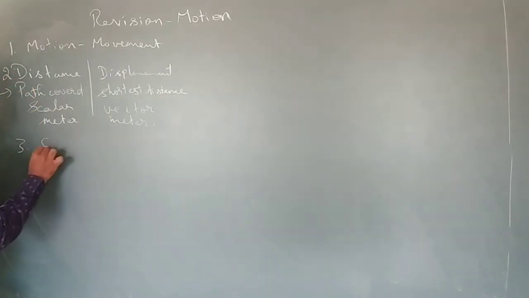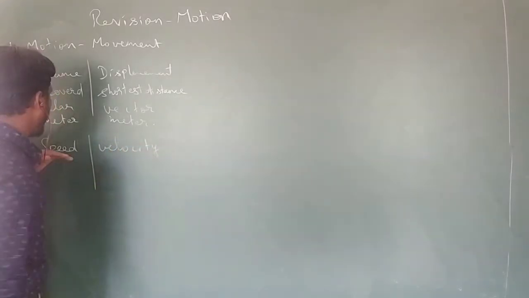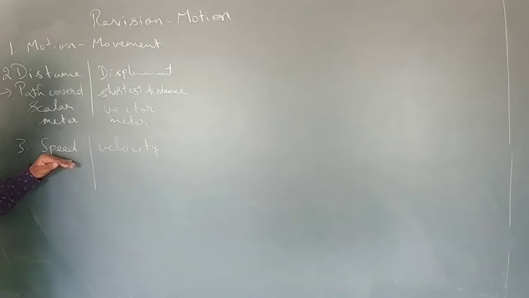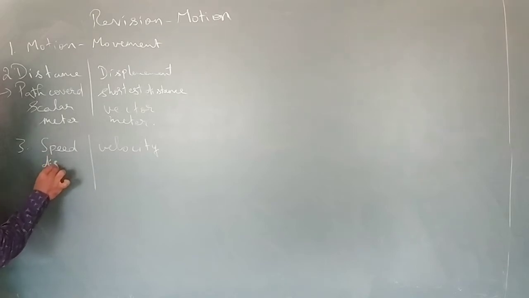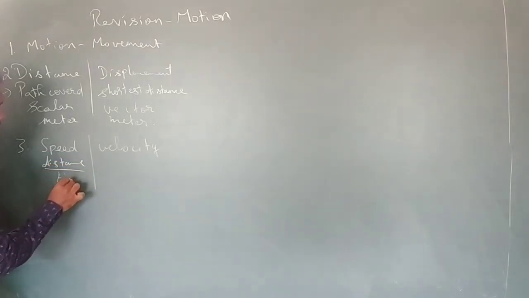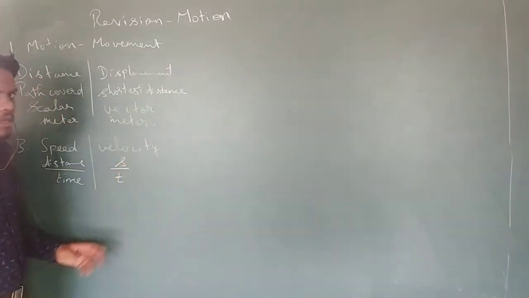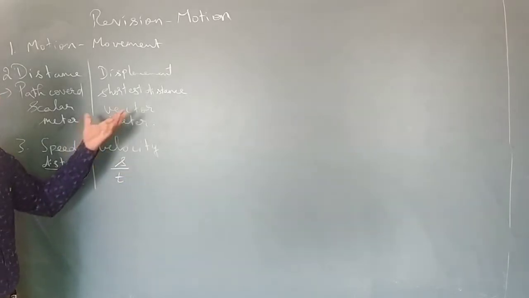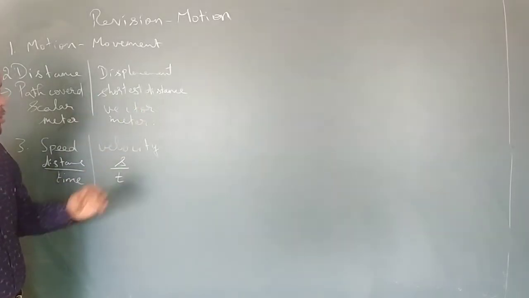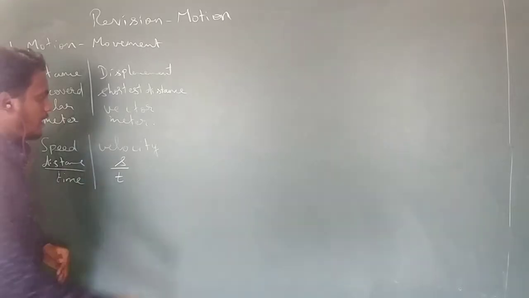Next thing is speed and velocity. What is speed? What is velocity? Speed is the rate at which a particular distance is covered: distance by time. Velocity is displacement by time. Displacement is represented by the small letter s, so s by t is velocity, displacement by time. That is the shortest distance covered, and the time taken to cover the shortest distance between the two points. For speed, it is the time taken for covering the path.